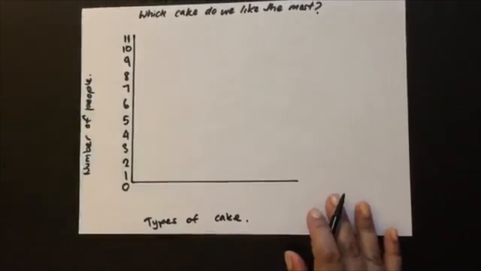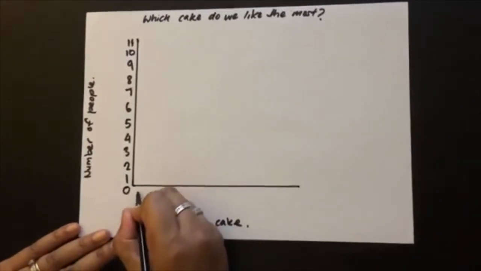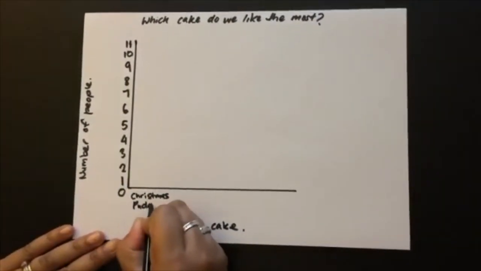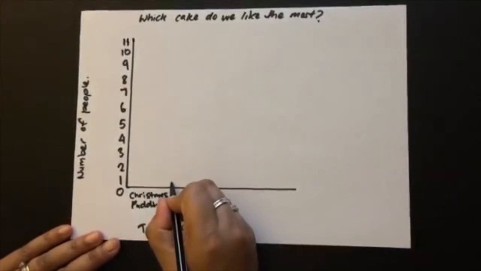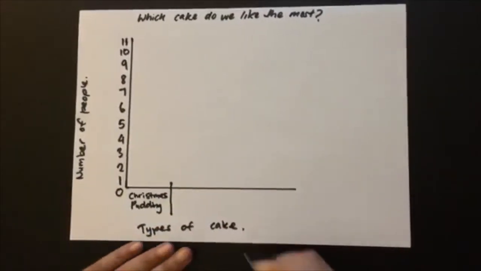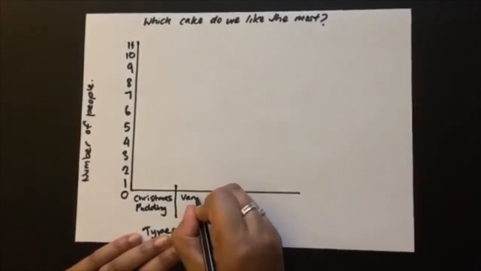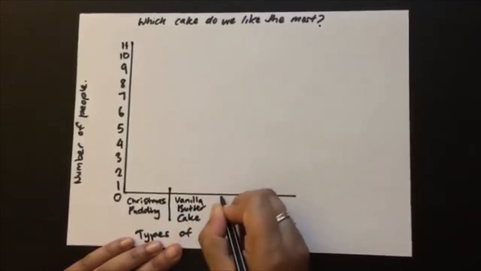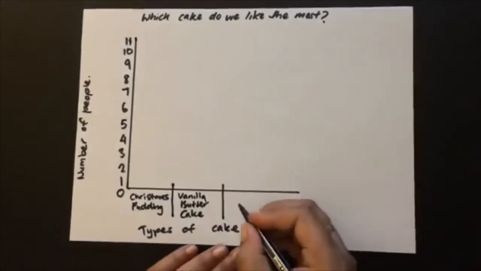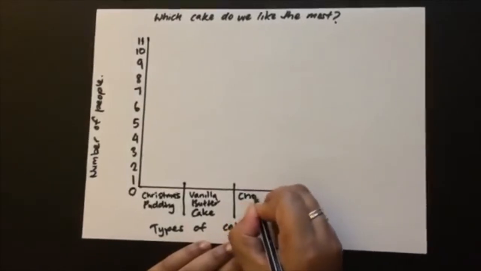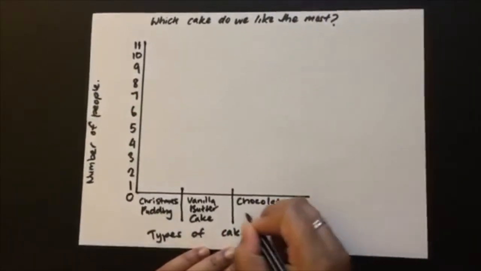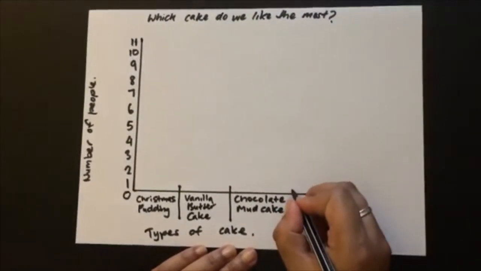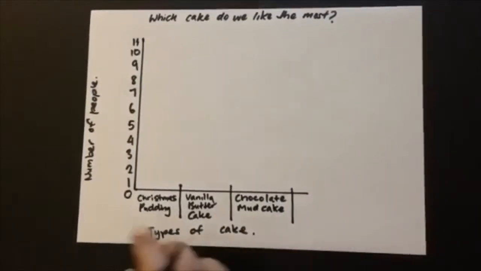Now the types of cake we have. First is Christmas pudding, so in nice neat writing, Christmas pudding. And we put a line like that. Next cake is vanilla butter cake, and another line through there, and chocolate mud cake, and another line. You can use your ruler if you need to.